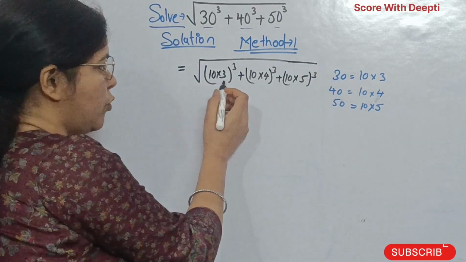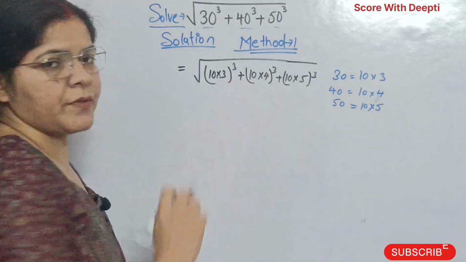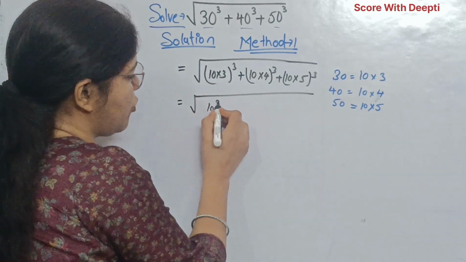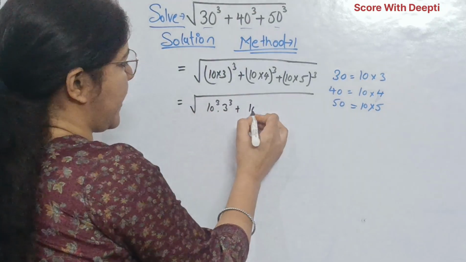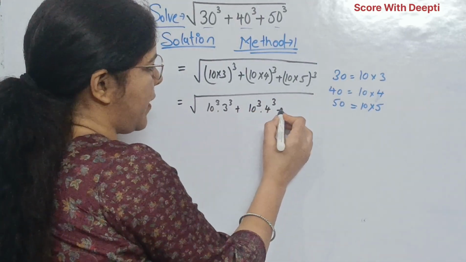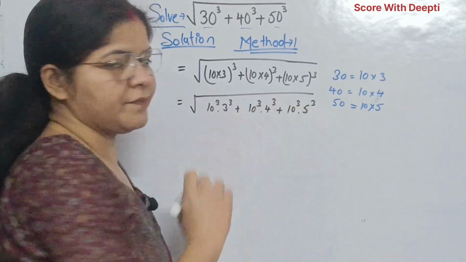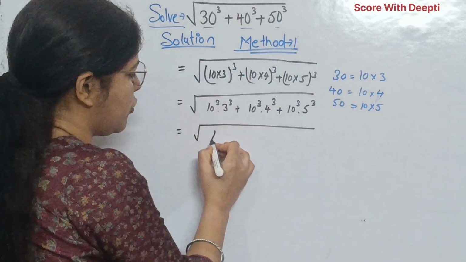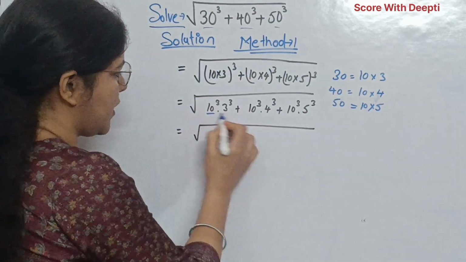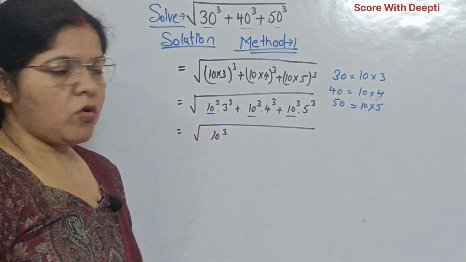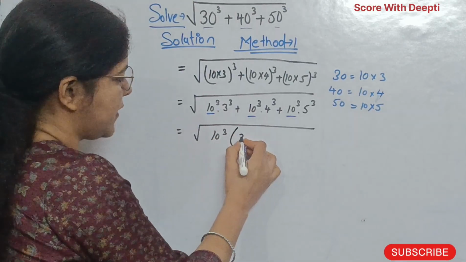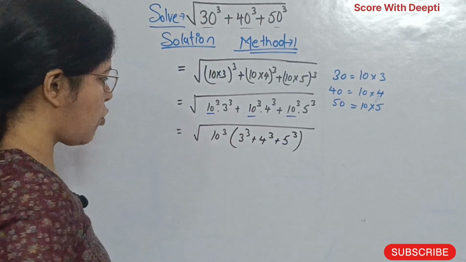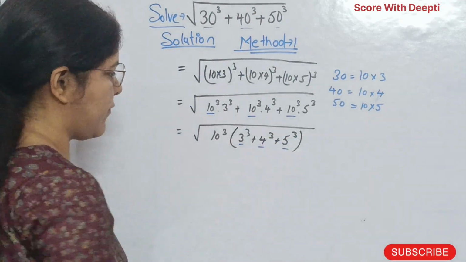Next, there are two terms under each cube. Now we write it separately as 10 cube into 3 cube plus 10 cube into 4 cube plus 10 cube into 5 cube. To simplify it, the easy way is to take 10 cube common, as there is 10 cube in all three terms. So we write 10 cube into (3 cube plus 4 cube plus 5 cube). Next we will solve 3 cube, 4 cube and 5 cube.